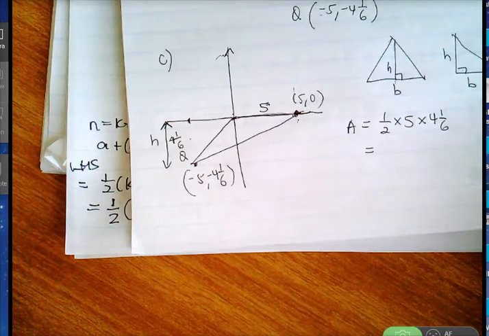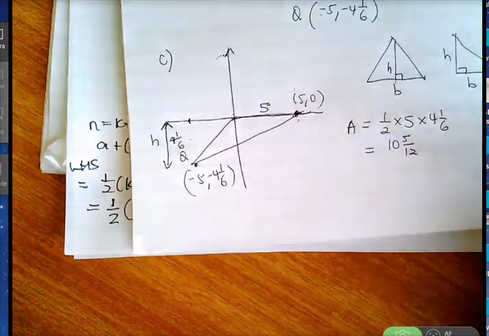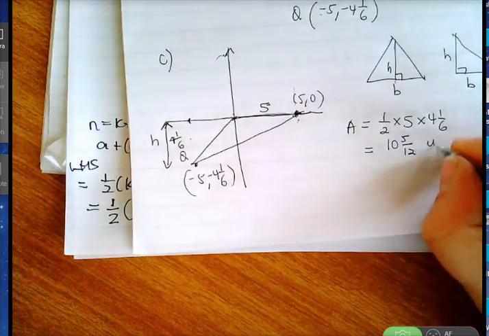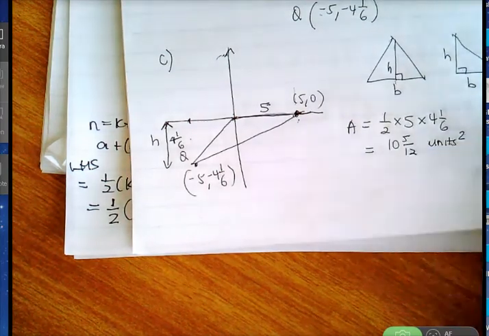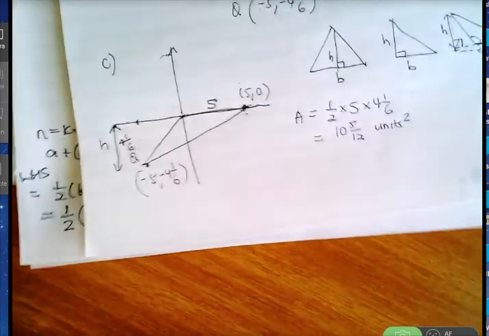it's 10 and, anyone? 10 and some? 10 and 5/12? Yeah. Is that what you got on your calculator? Yeah. 10 and 5/12 units squared, please. You need to put units squared. Do we have that, girls?